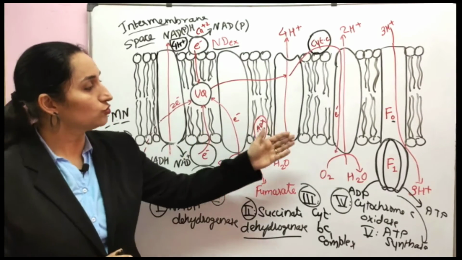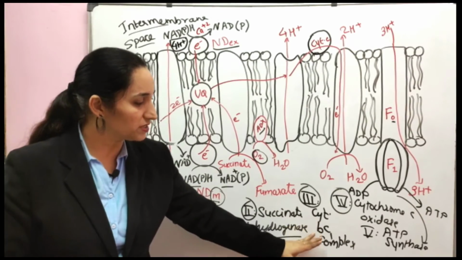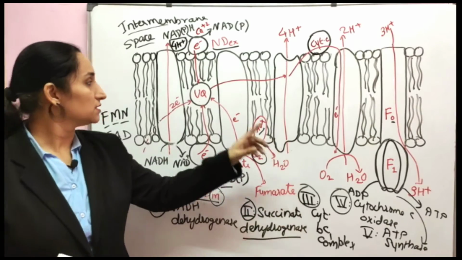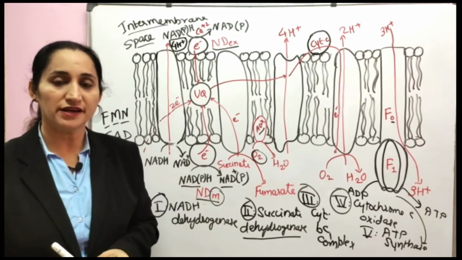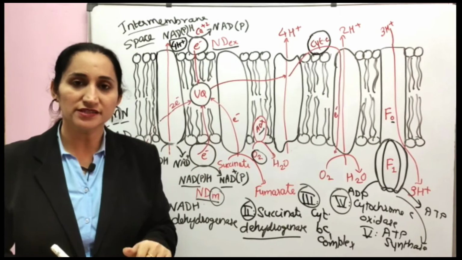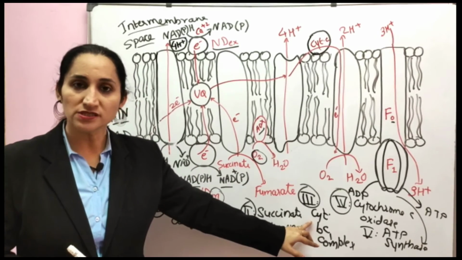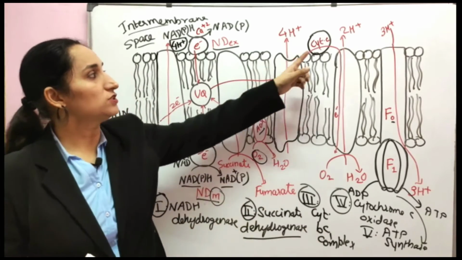Now let us move to the third complex. The third complex is known as cytochrome BC1 complex. This third complex oxidizes the reduced ubiquinone and transfers the electrons via the iron sulfur center to B-type cytochromes and cytochrome C1, finally to cytochrome C.